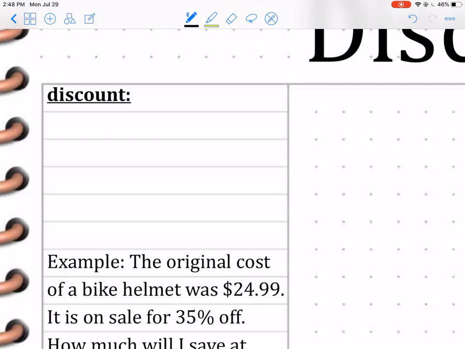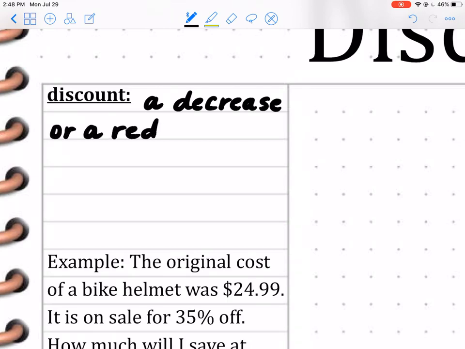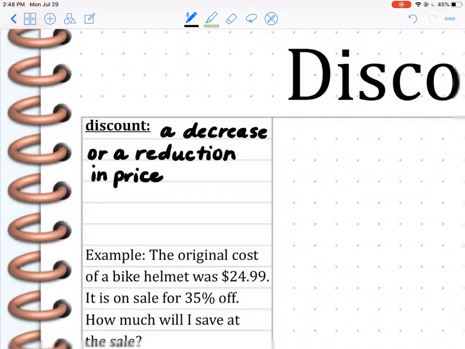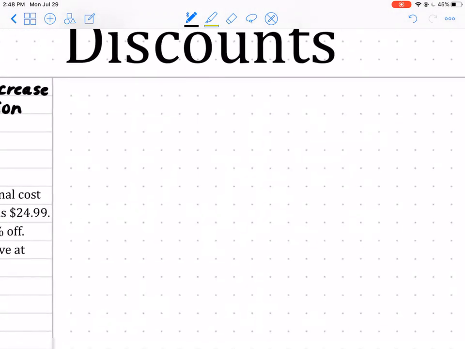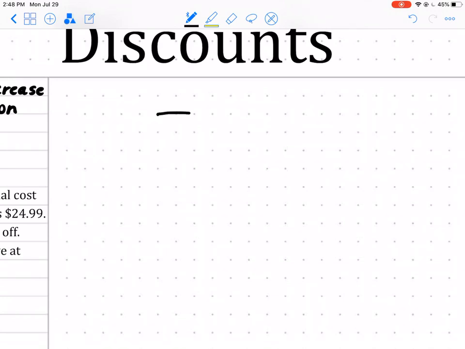Discount is a decrease or a reduction in price. If any of you out there do coupons, if you collect coupons, you are working with discounts. And the general form of the discount percent is like this. This is what you want to memorize if you're a memorizer.